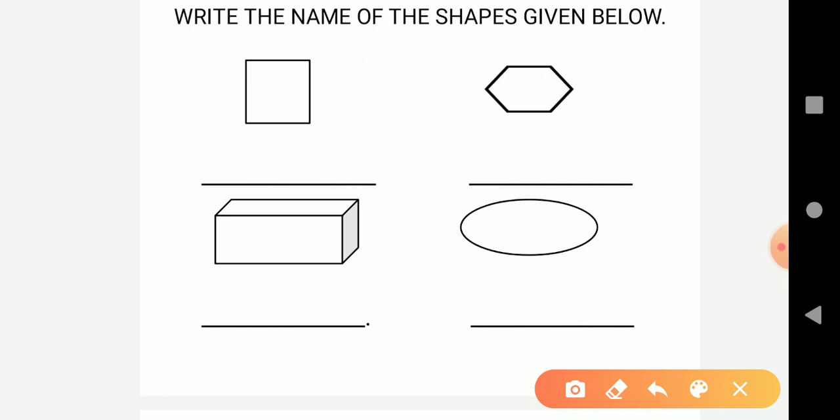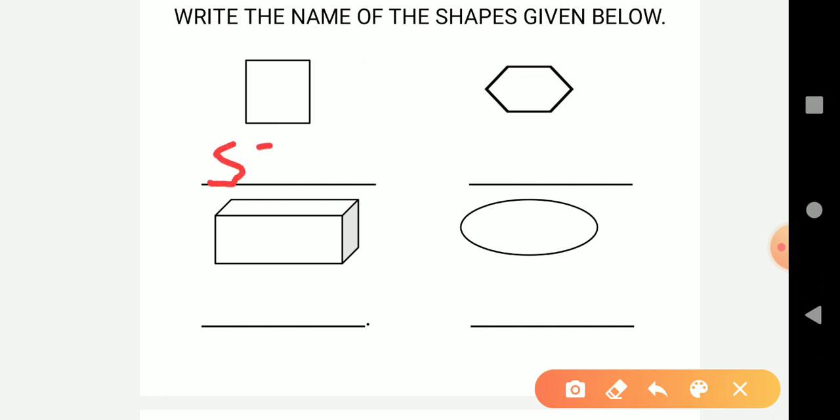Now my first shape is a small box. It has a name. So what is the name of this shape? Tell me. Which shape is this? The first one. This is the first shape. Tell me the name of this shape. Yes, very good. Okay, square. Very good. Now tell me the spelling of square.